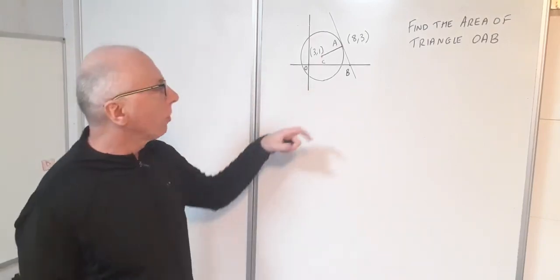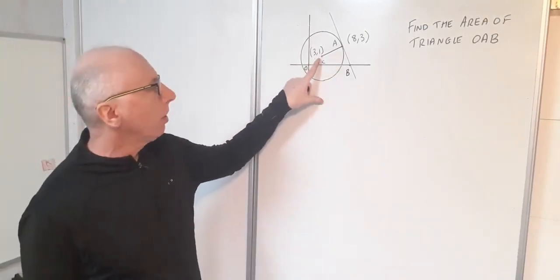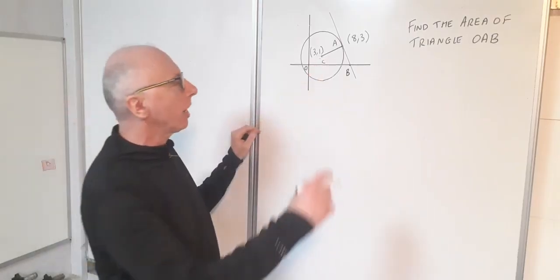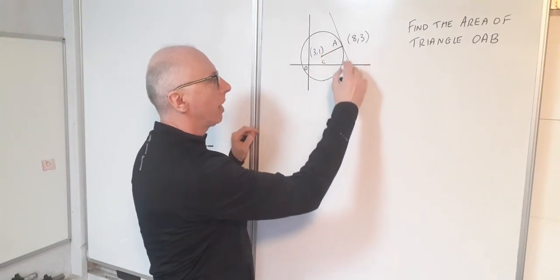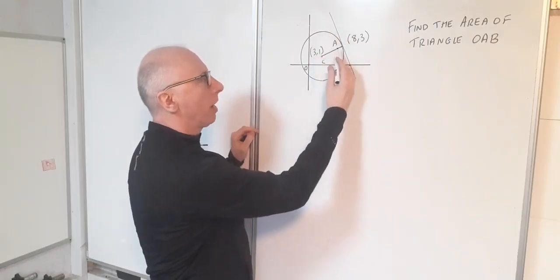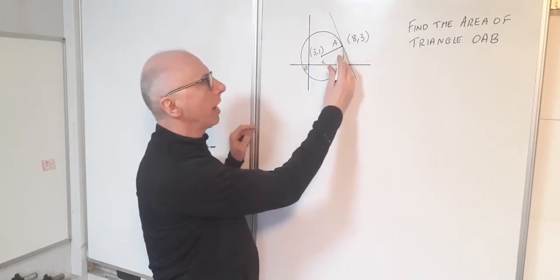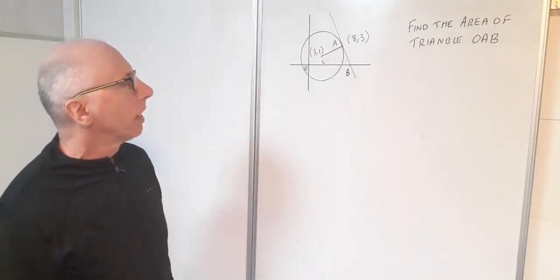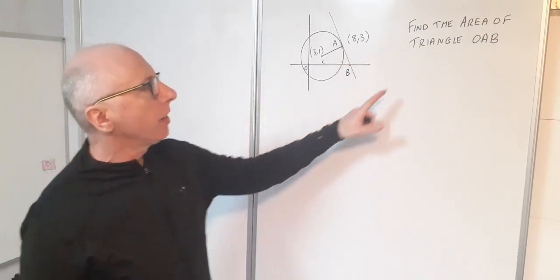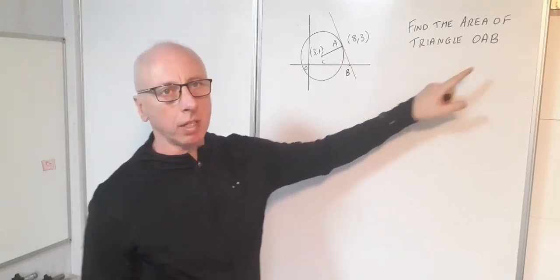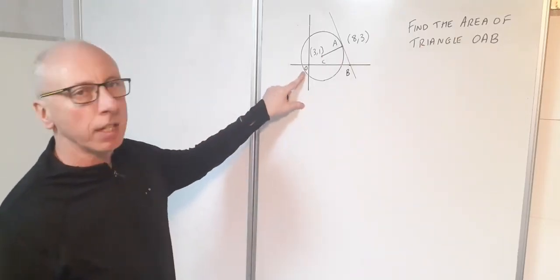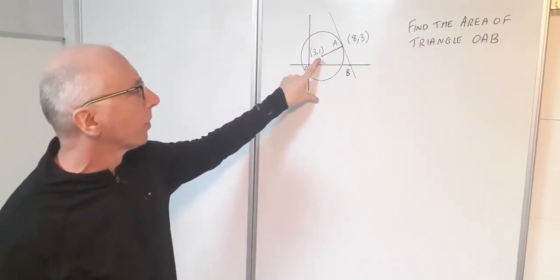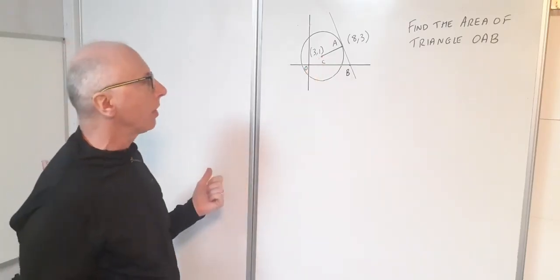So in this question, we've got a circle with centre x is 3, y is 1. And the tangent line hits the circle at point A, which is x is 8, y is 3, at (8, 3). Now our goal is to find the area of triangle OAB, where O is the origin. This point C here is the centre of the circle. So how are we going to go about finding that?